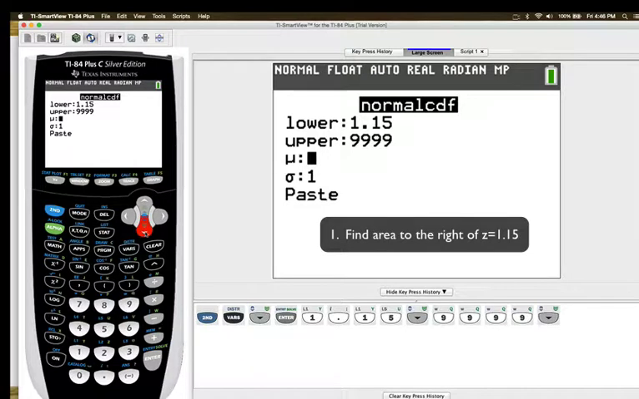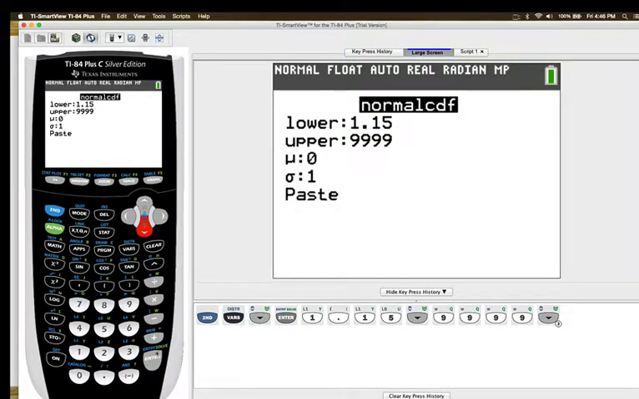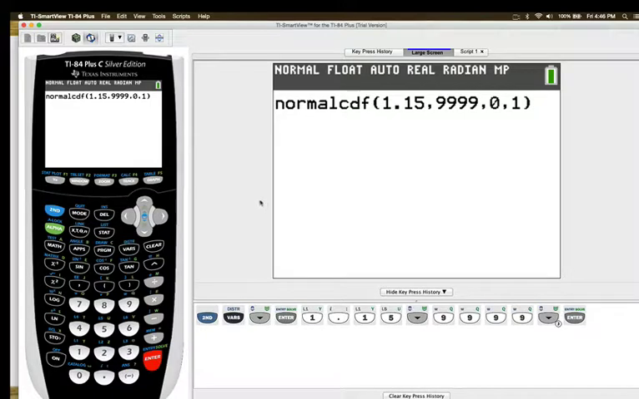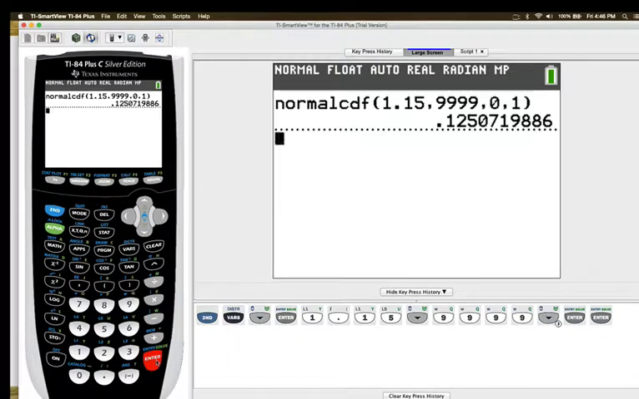Then we scroll down. We don't touch this because for the standard normal distribution that is already given. Then we go to paste, and then we press enter. And then on your screen you will see the values that we just entered. So press enter again. So the probability is 0.125.